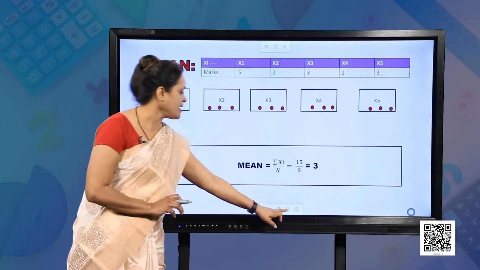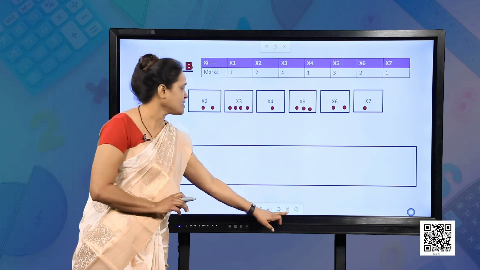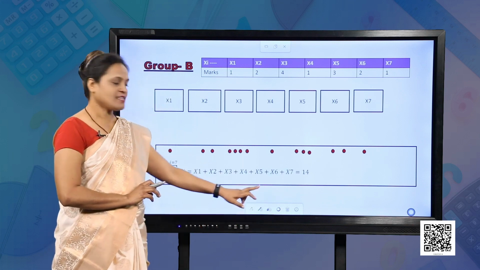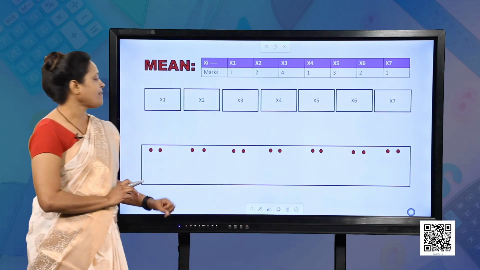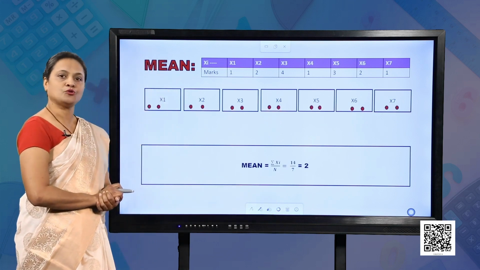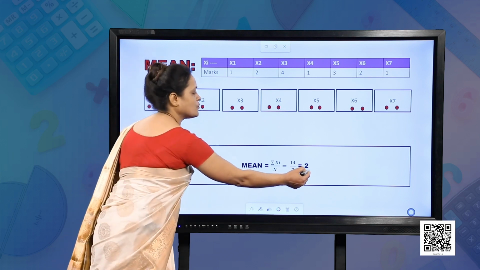In the same way, Rashmi calculated the mean of group B. So, the total collection turned out to be 14. And these 14 marbles were divided among 7 students equally and each received 2 marbles. So, the mean turns out to be 2.